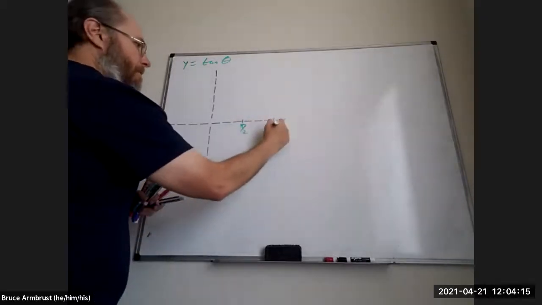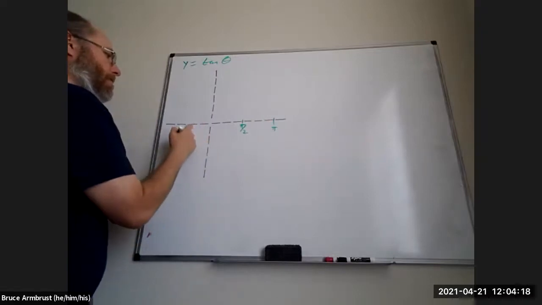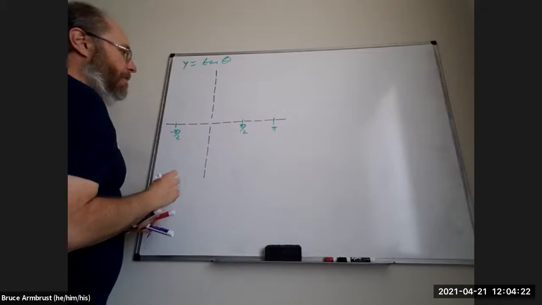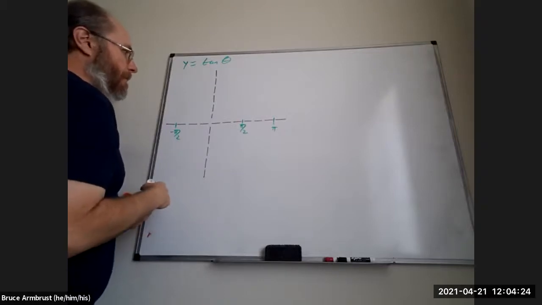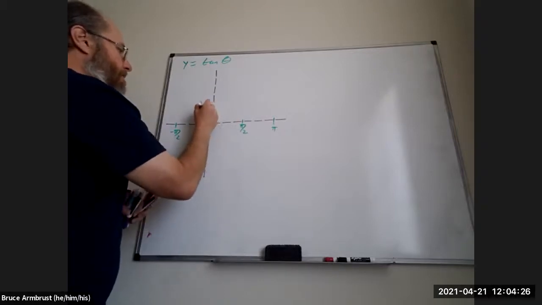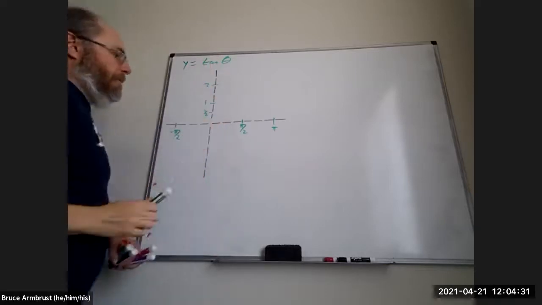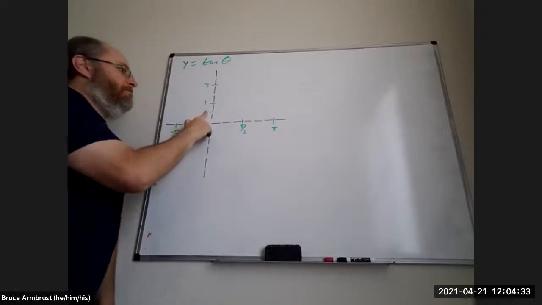And then that makes this one pi. That's minus pi over 2. And then vertically, let's go ahead and just do these as halves. So 1 half, 1, 2. So every two of them is a one.